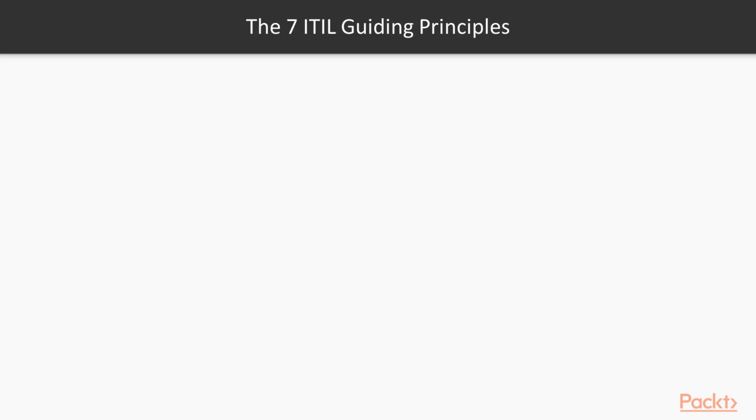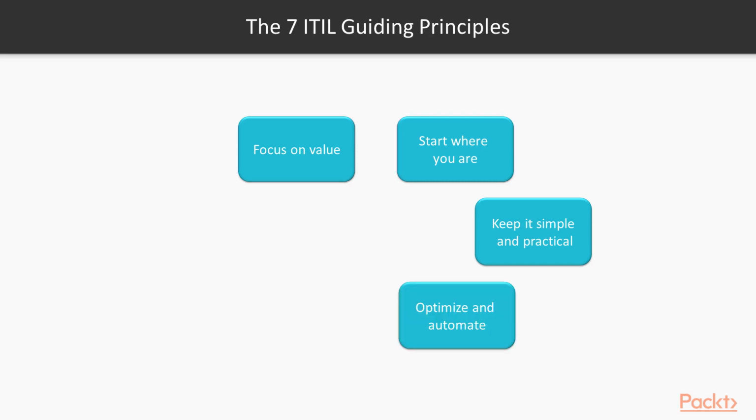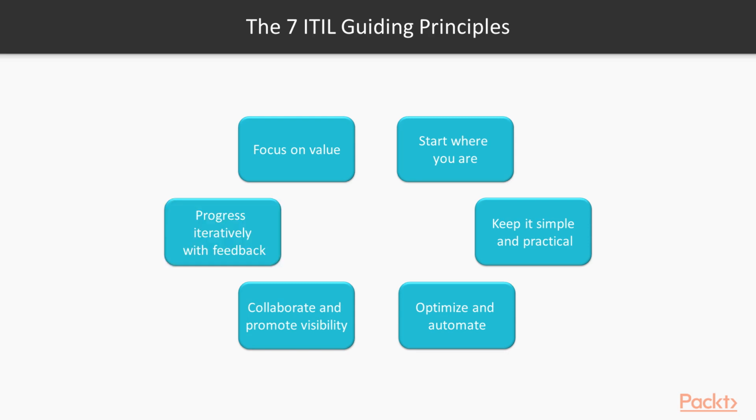These are the 7 guiding principles that you have to know for the exam. The first one is called focus on value. Start where you are is the next one. Keep it simple and practical. Optimize and automate. Collaborate and promote visibility. Progress iteratively with feedback. Think and work holistically. The order is not important.